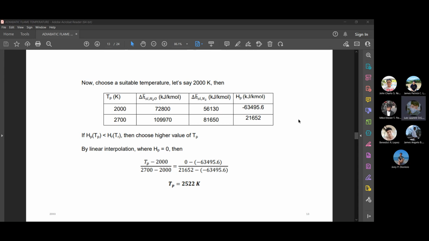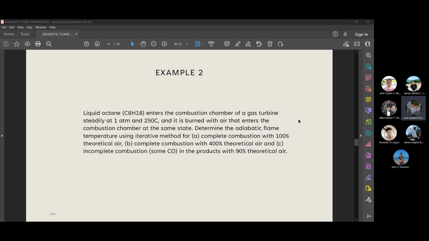By linear interpolation, where the enthalpy of the product is equal to 0, the temperature of the product minus 2000 divided by 2700 minus 2000 is equal to 0 minus negative 63495.6, divided by 21,652 minus negative 63495.6. And we're now getting the temperature of the product, 2522 Kelvin. Next slide, please.